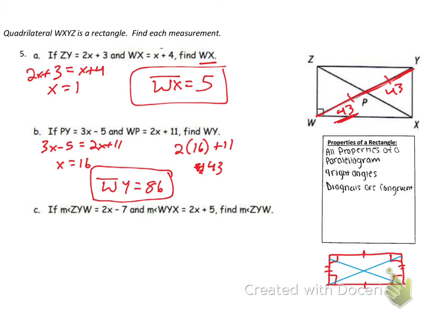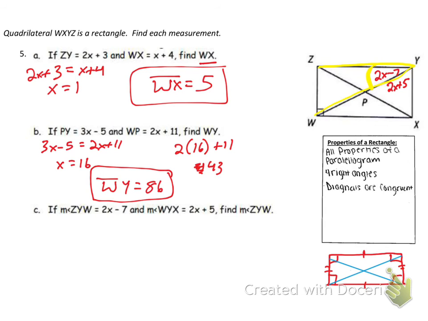All right, if measure ZYW equals 2x minus 7, and then measure WYX is equal to 2x plus 5, find measure ZYW. So let me get a different color here. We're looking for ZYW. So we're looking for this angle right here.